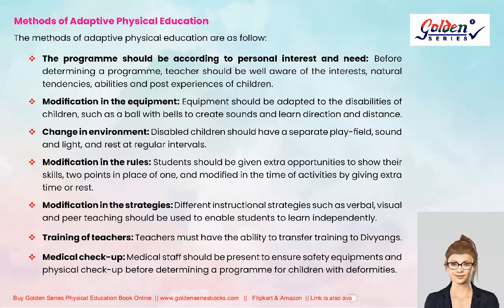Equipment should be adapted to the disabilities of children, such as a ball with bells to create sounds and learn direction and distance. Change in environment. Disabled children should have a separate play field, sound and light, and rest at regular intervals.